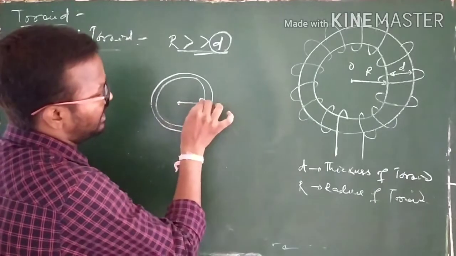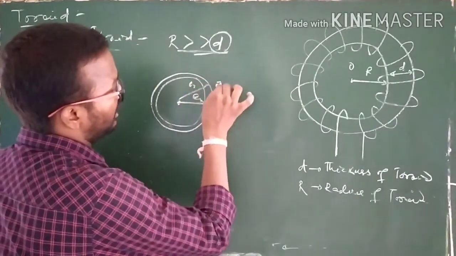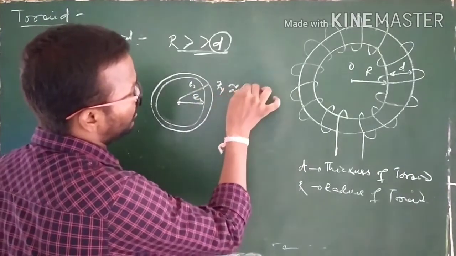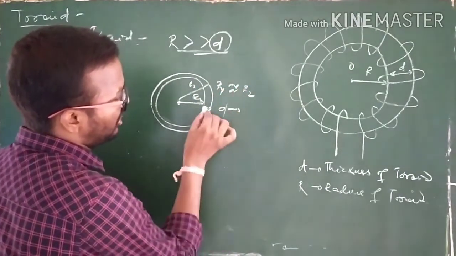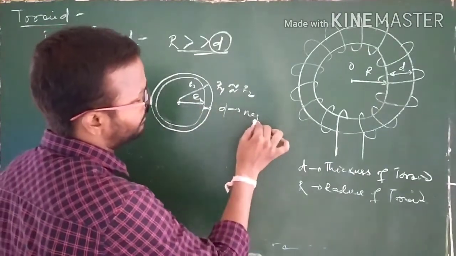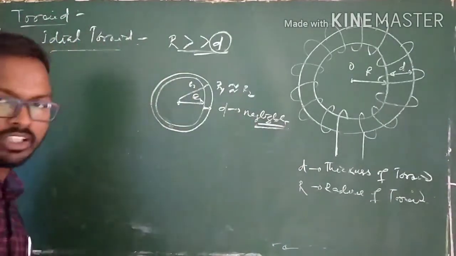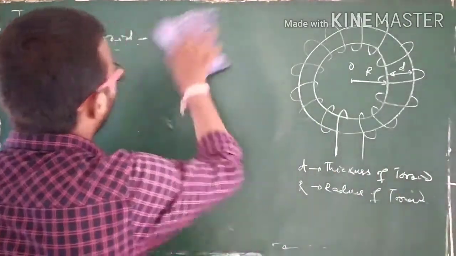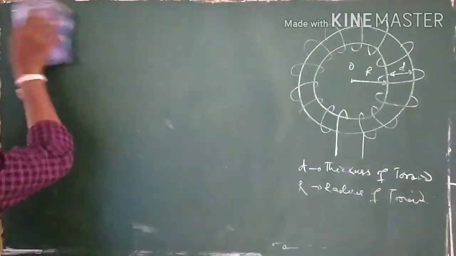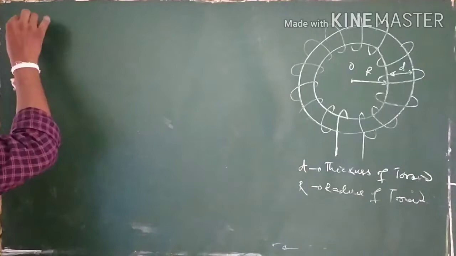Clear? And if we choose this distance R1 and this distance R2, here R1 is nearly equal to R2. That means the thickness D of the toroid is negligible. So this is also known as an ideal toroid, and here we will deal with an ideal toroid. Clear? Okay. Now we have to find the magnetic field strength.